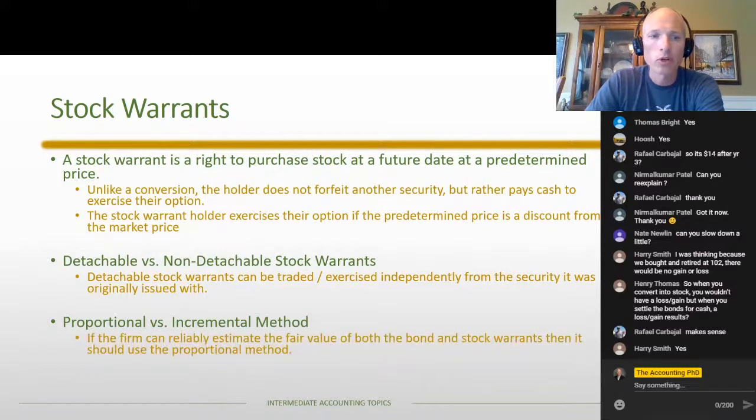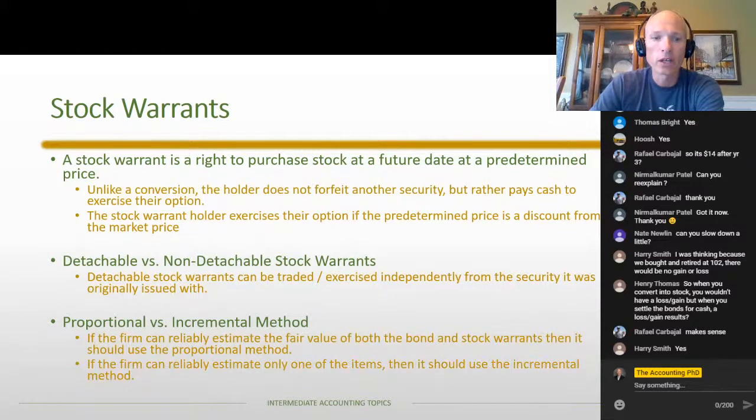And so the proportional method is used if the firm can reliably estimate the fair value of both the bond and the stock warrant. So in other words, if I can reliably estimate the fair value of both, then I need to use the proportional method. If, on the other hand, I can only reliably estimate one of the items, then I use the incremental method. All right, so if I can reliably estimate both, I need to use the proportional method. If I can reliably estimate only one, then I use what's called the incremental method.